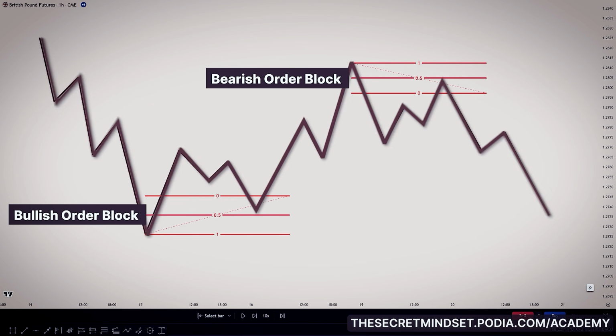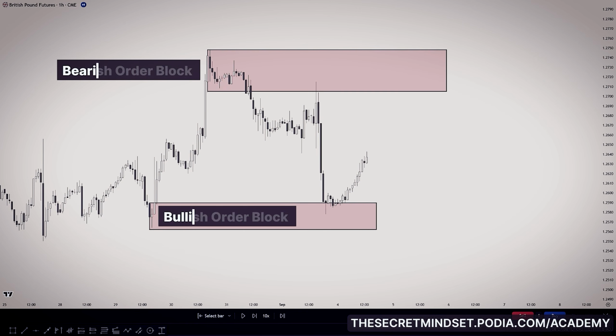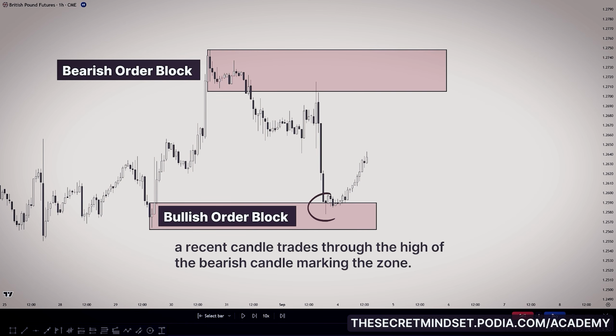It's all about validation. A strong order block shouldn't see price dip below this midpoint for bullish blocks, or rise above it for bearish blocks. If it does, it might be telling us our block isn't as solid as we thought. For a bullish order block to be confirmed, we need to see a more recent candle trade through the high of our red candle marking the zone.